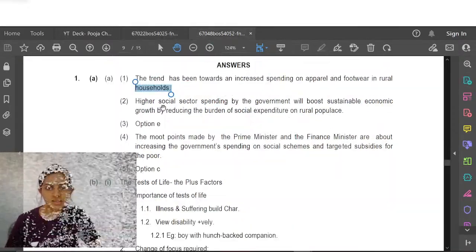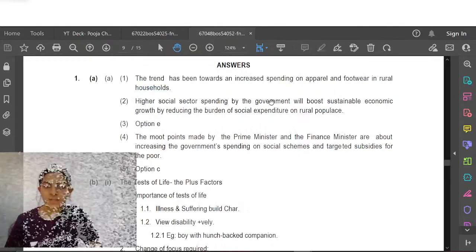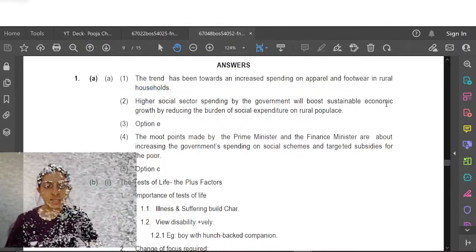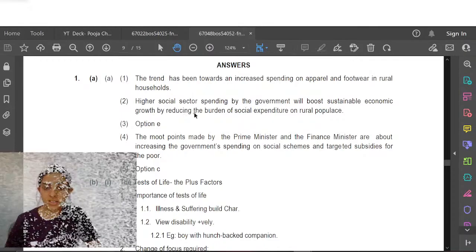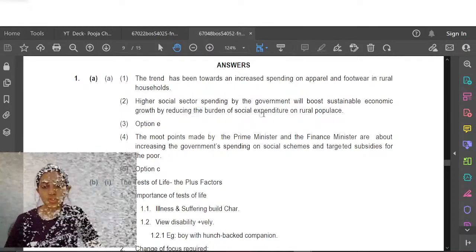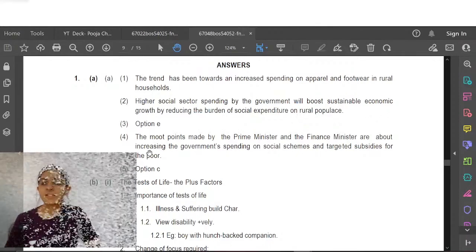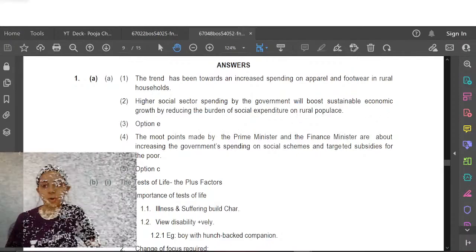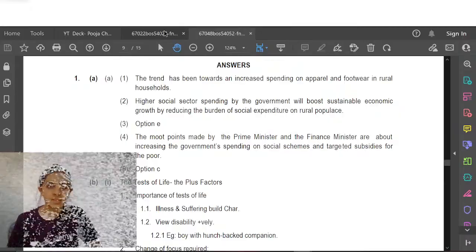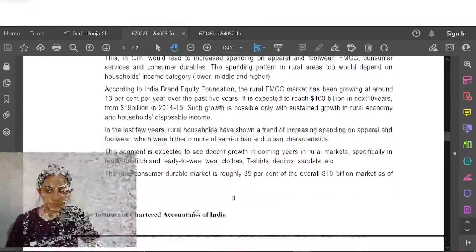So let's look at the answer. Higher social sector spending by the government will boost sustainable economic growth by reducing the burden of social expenditure on rural populace. So populace means population. You can write population or populace. It does not matter.